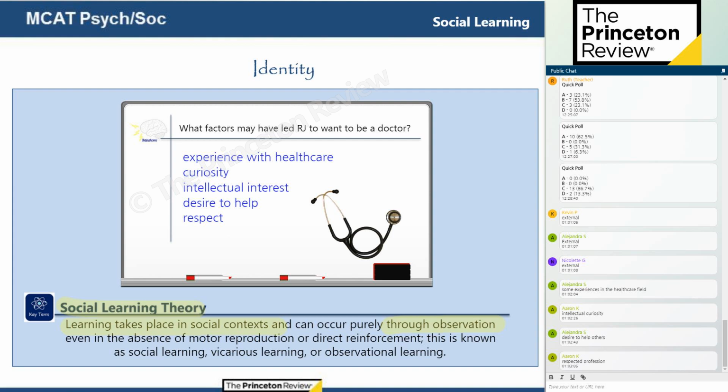So, right, experience with healthcare. RJ's been to the doctor, kind of knows from that what's involved and finds it to be interesting, and sees that people are being helped and he would like to do that, and sees that doctors carry a certain amount of social respect. All of that has occurred to him because of his observation and personal experience with people in the healthcare field.